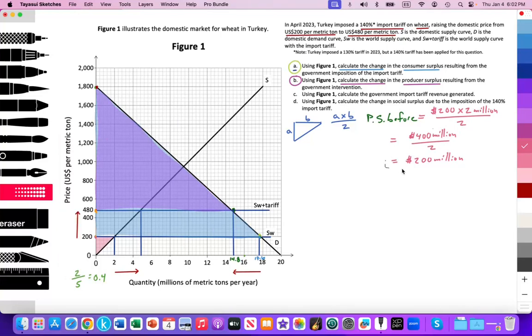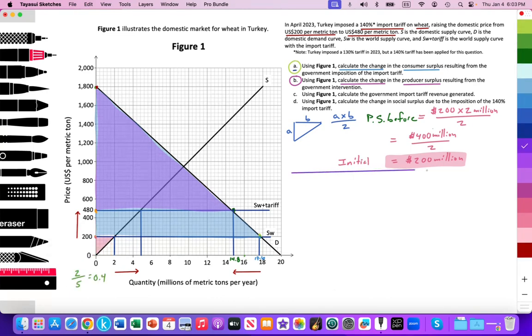I'm going to highlight that as our initial producer surplus. So I'll mark that as the initial producer surplus. Great, so we've done that. Now let's move on to producer surplus after.